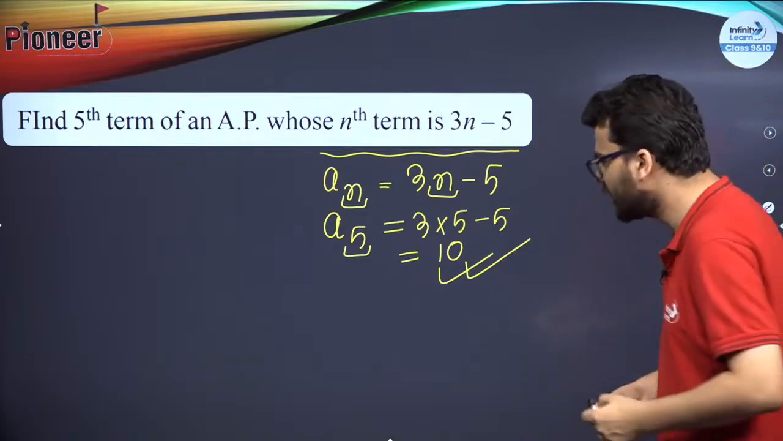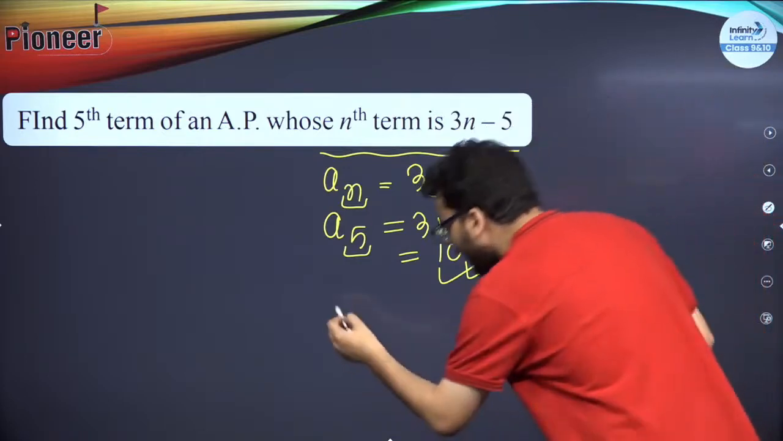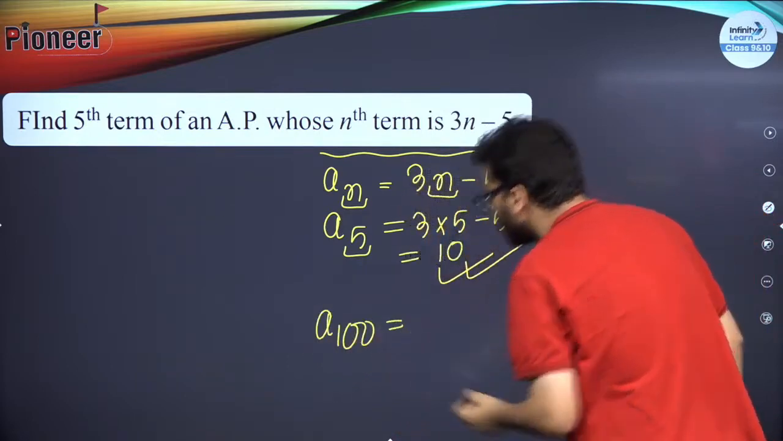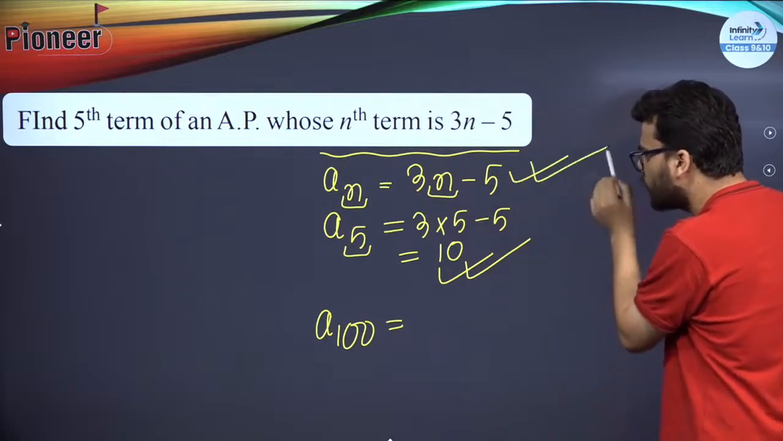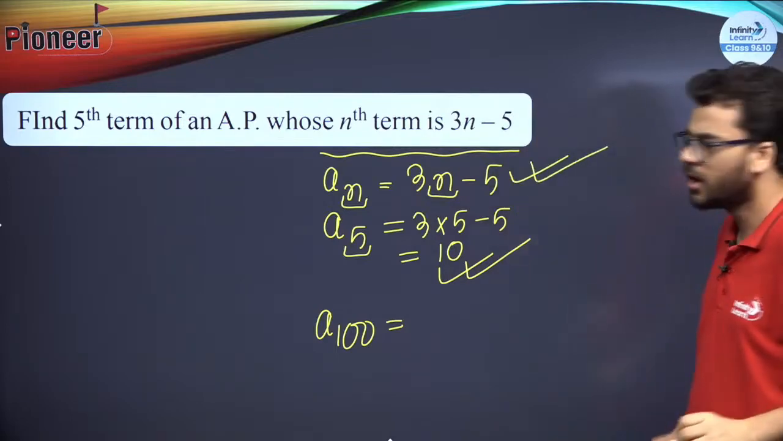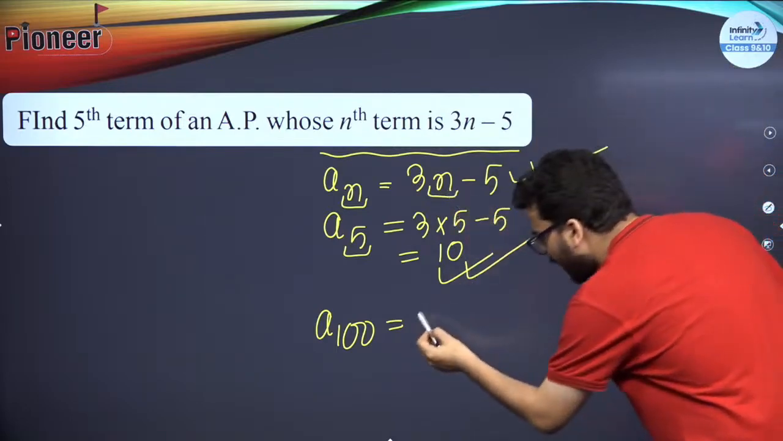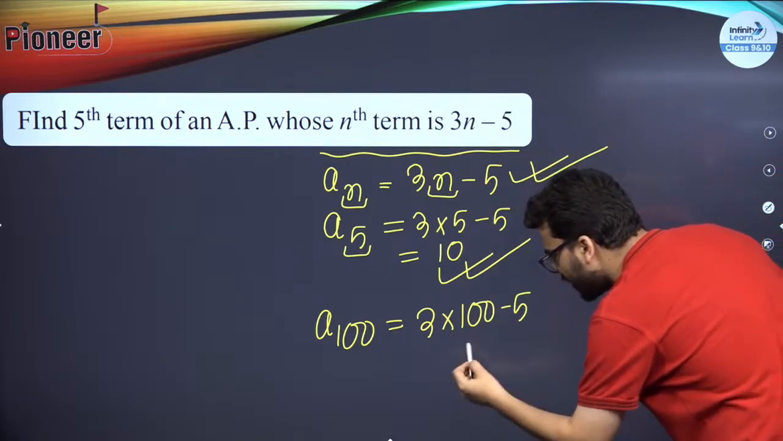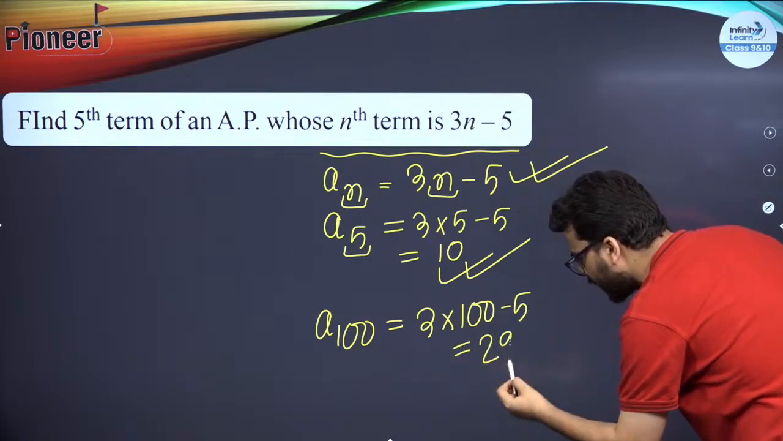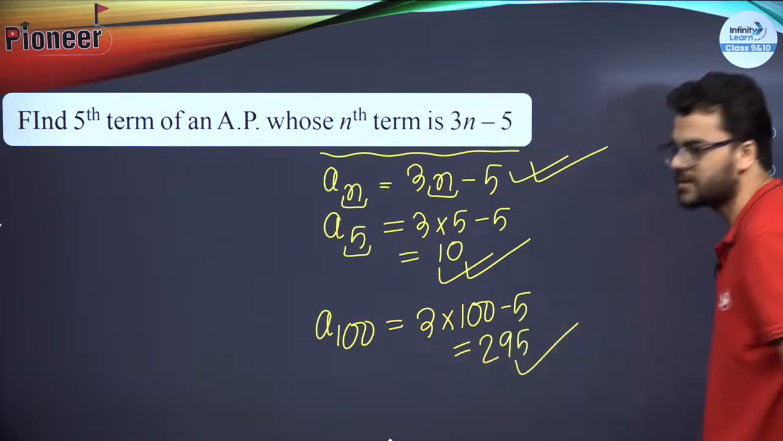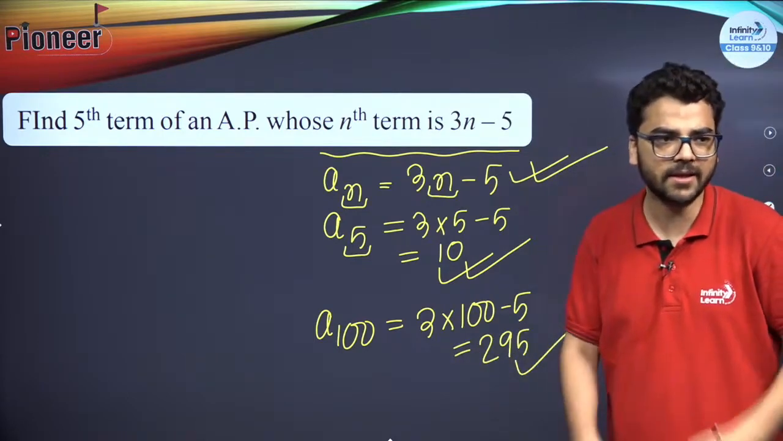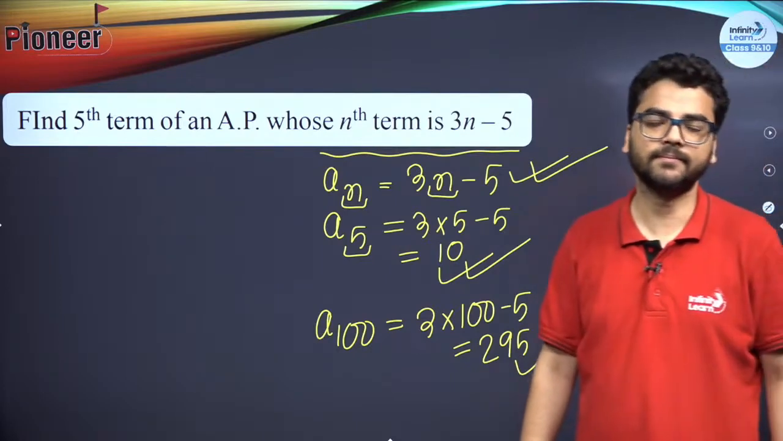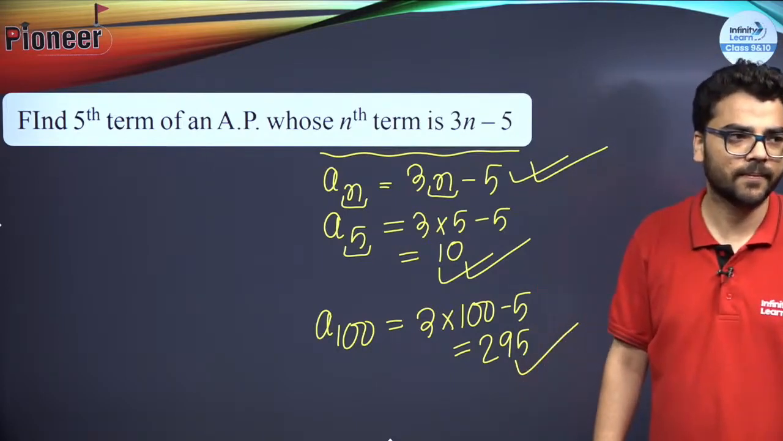Suppose in the same question it is being asked that you have to find the 100th term of this AP. So the nth term is already given in the question. Now you don't have to find the nth term. So over here you just have to put 100. That's it. So it will be 300 minus 5, that is 295. So 295 is the answer. I hope it is clear. Exactly, Mitali. Any doubt in this thing?